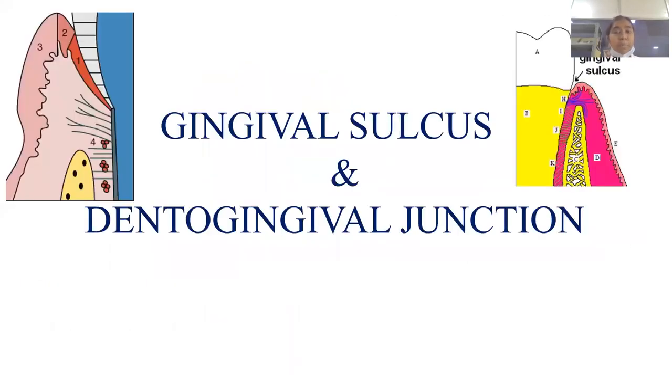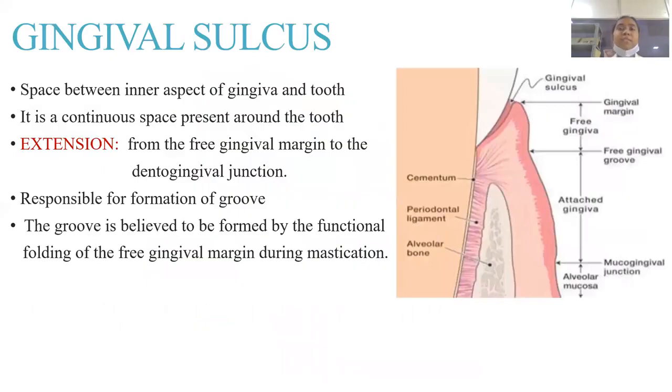Next comes the major part, the gingival sulcus and dentogingival junction, which is the third part of the oral mucous membrane. Gingival sulcus: the space between the inner aspect of the gingiva and the tooth is termed the gingival sulcus. It is a continuous space present around the tooth. It extends from the free gingival margin to the dentogingival junction. It is responsible for the formation of the groove. The groove is believed to be formed by the functional folding of the free gingival margin during mastication.